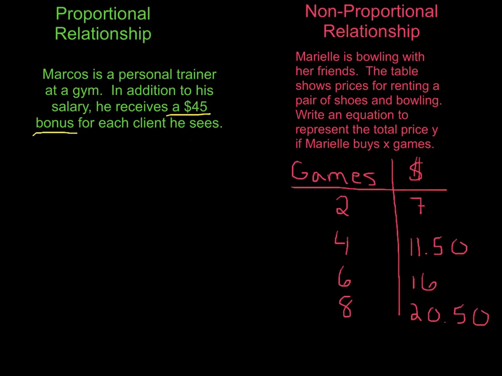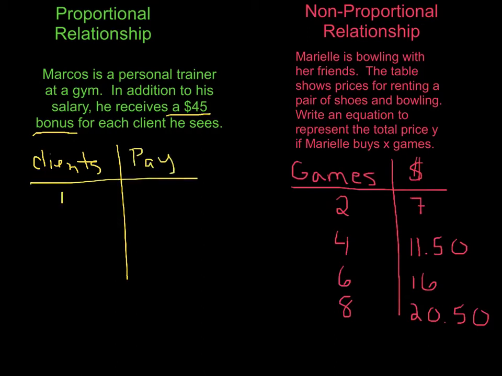Let's create a table that represents this situation. We can look at clients and how his clients change. We want to look at how his pay changes. For one client, he gets $45. 2 clients, 90. 3 clients, 135. 4 clients, 180, and so on.